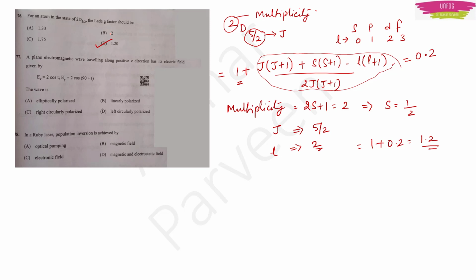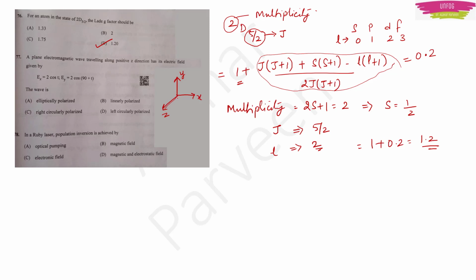Next question. A plane electromagnetic wave traveling along positive z direction has its electric field given by. See, without seeing the equation also, I think I can discuss this. A plane electromagnetic wave is there. It is traveling in positive z direction. This is x, this is y, and this is z direction. So that plane electromagnetic wave is traveling along this direction, and then its electric field equation is given.